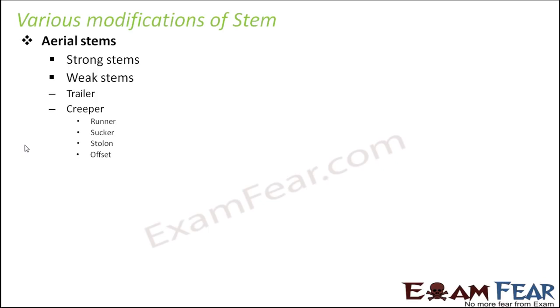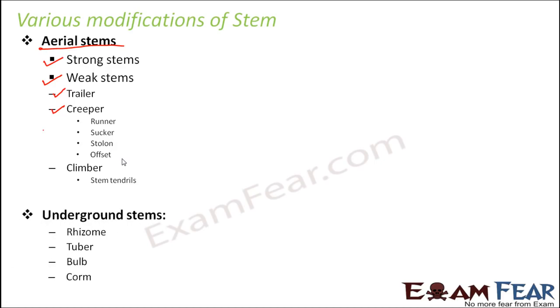Now I am very sure that you might be getting confused that we have so many sub-classifications, again sub-sub-classification, even sub-sub-sub-classification. Now how we are going to study is we will first talk about the aerial stems in detail. In that we'll have two types, strong and weak. In weak we'll again have trailer and creeper. In creeper we again have all these four. So basically we are going to discuss each of these in detail. We also have another type called climber. So this is all about the aerial stems.